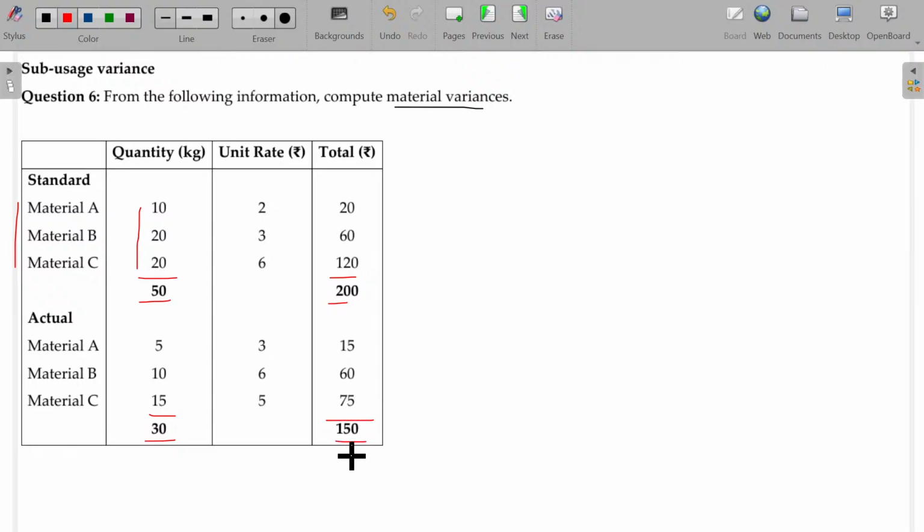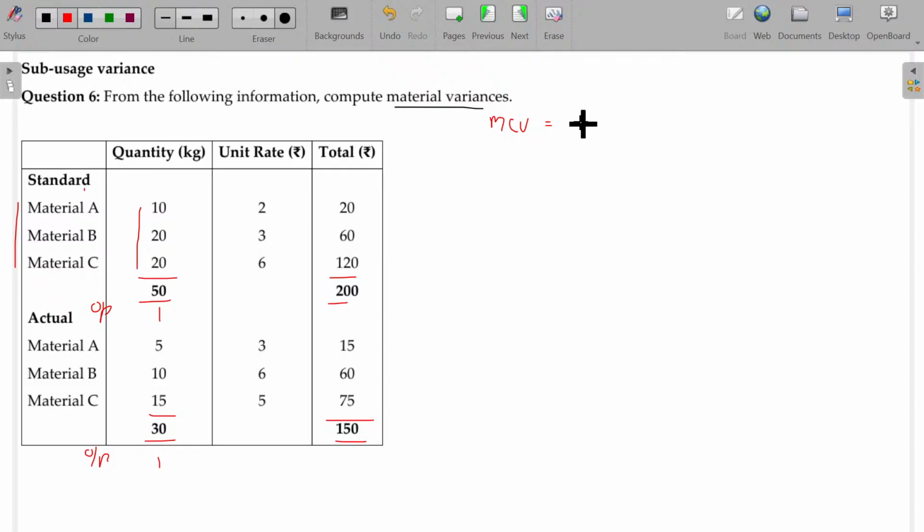Output is missing. So if the output is missing, you can assume that the output for the standard being 1, output for the actual also being 1. That's all. You assume. Means both are matching. You don't need to worry about that. Yes, come on. Calculate material cost variance.